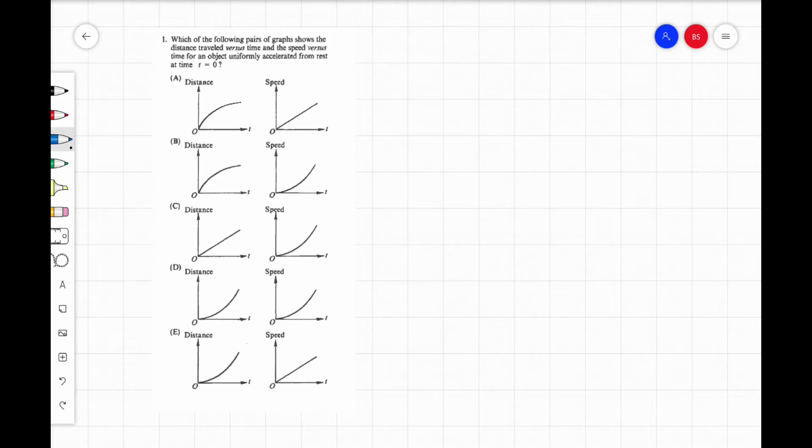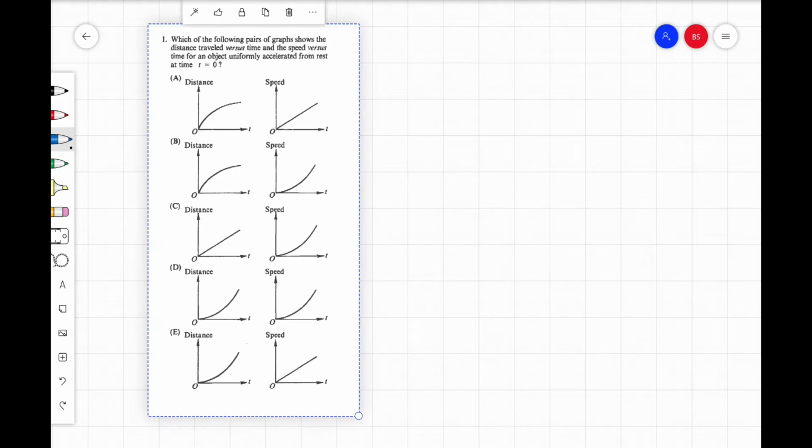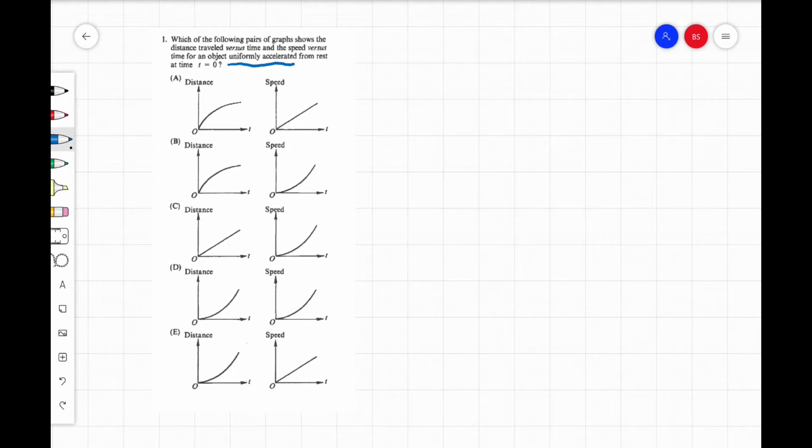So when reading this question, notice that our key term over here is uniformly accelerated from rest. This means that our acceleration is constant, and if you draw an acceleration time graph for the situation, it'll look something like this.